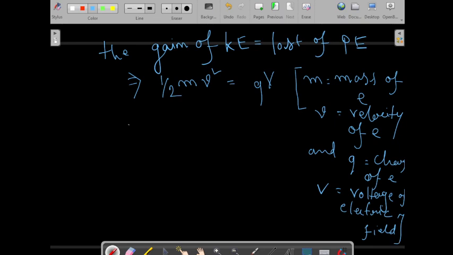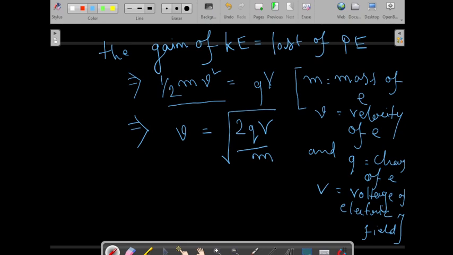So from this relation we calculate the value of v. The value of v equals root over 2qV by m. So this is the relation between velocity and voltage.